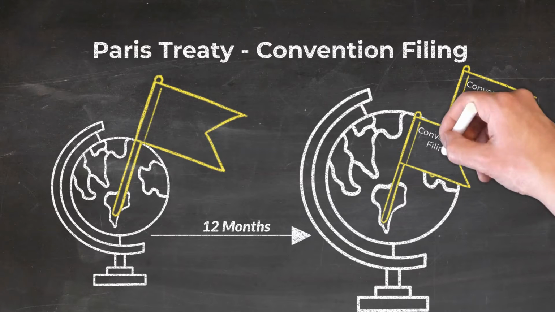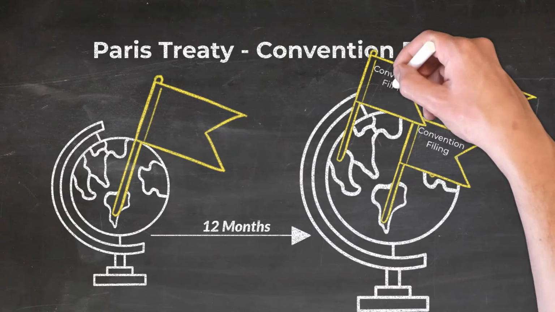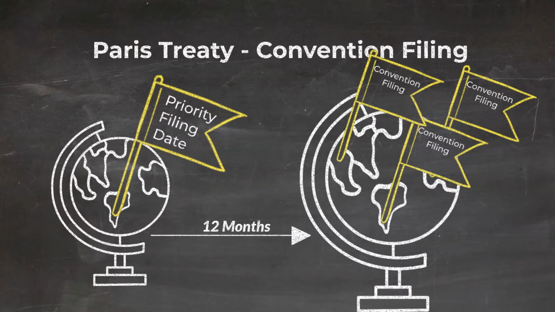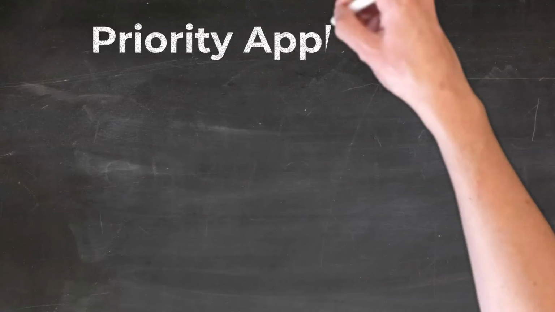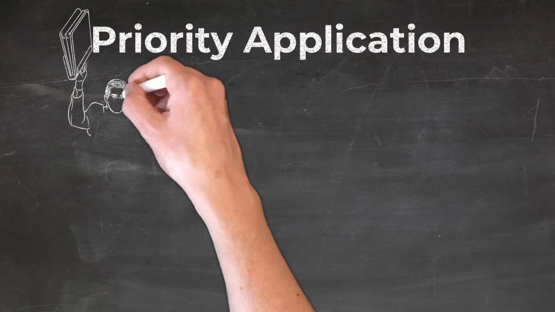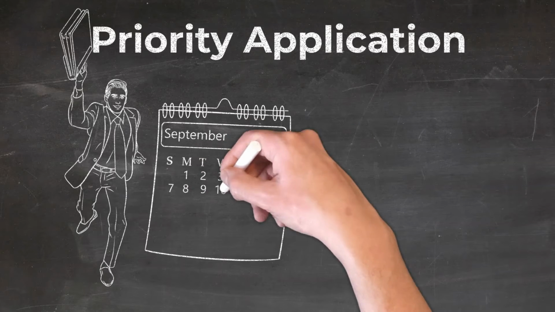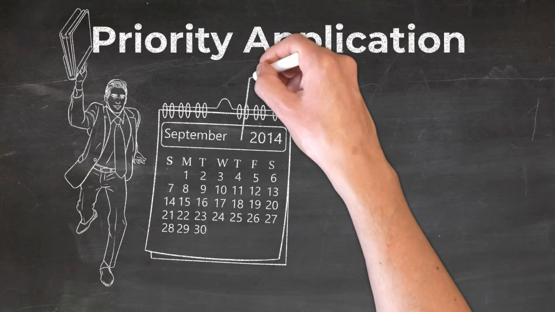The 12 months give the applicant time to meet the various countries' requirements while having already reserved a priority filing date. When one has an invention and wants to protect it, they are racing to get their application filed and secure the earliest possible date so that anything after which would not disqualify them.